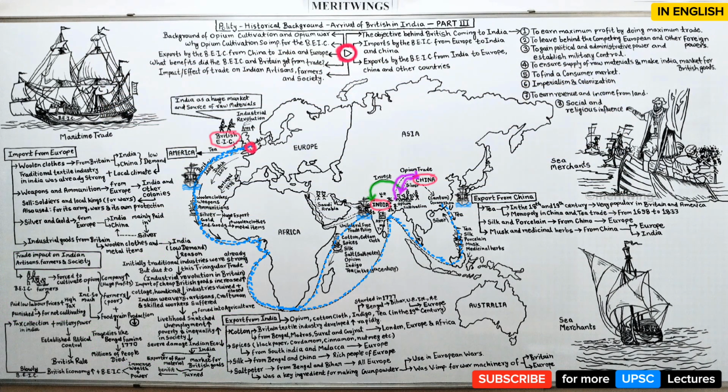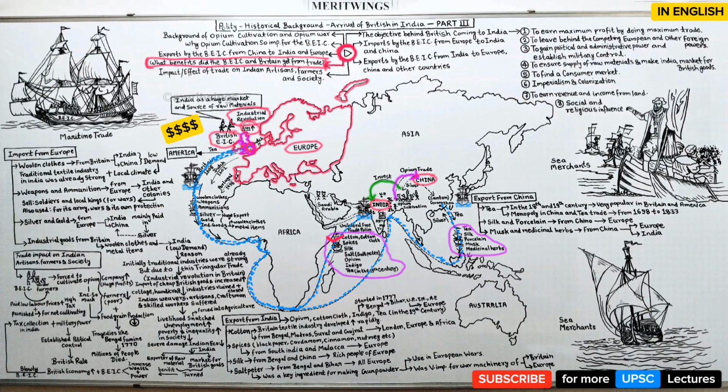Now let's talk about what benefits the East India Company got from trade. So friends, the goods taken by the East India Company from India and China were sold at high prices in Europe, which gave the company huge profits in Europe. The company sent raw materials such as cotton cloth, etc. from India to the mills of Britain, which strengthened Britain's industrial revolution.